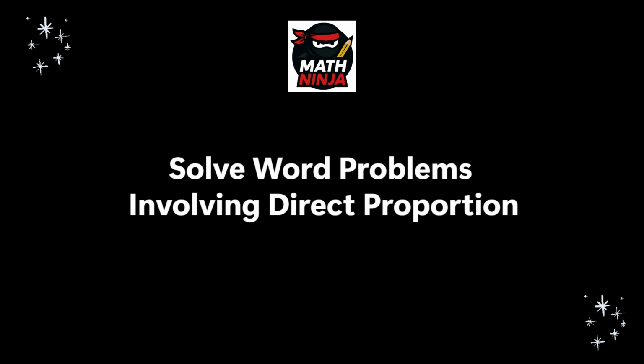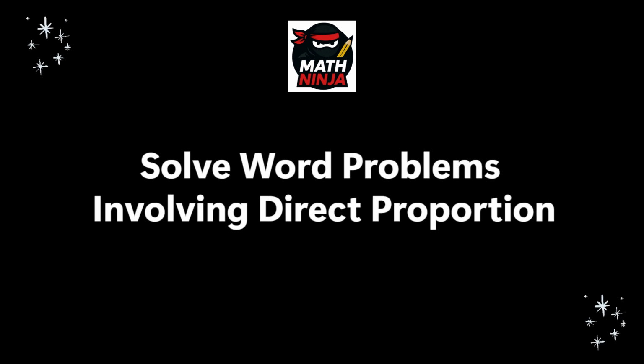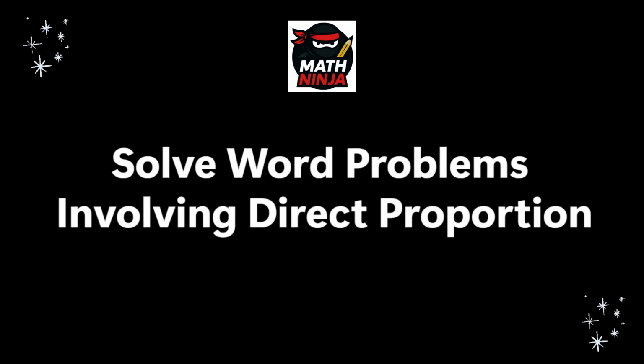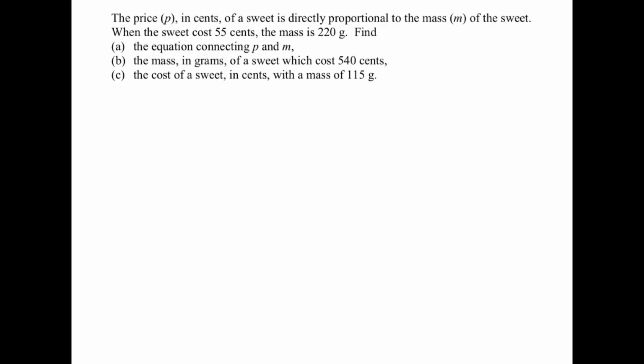In this video, we will look at how to solve word problems involving direct proportion. Let's look at this next example. It says that the price P of a sweet is directly proportional to the mass M. Right? So this is just telling you that you can write it as a mathematical equation. P, the price, is directly proportional, K times M, where K is a constant.